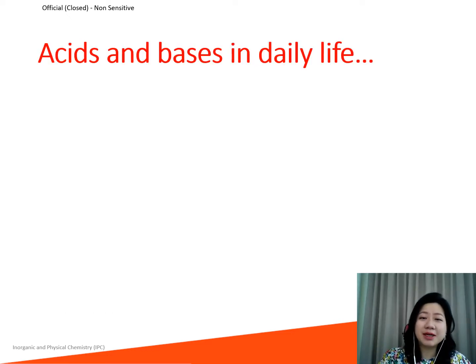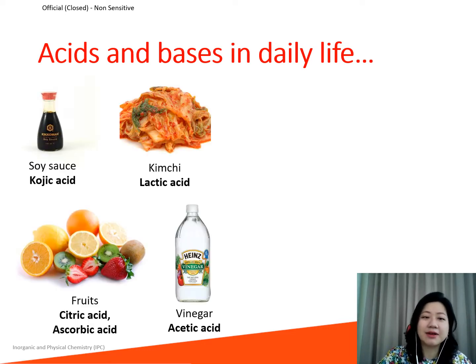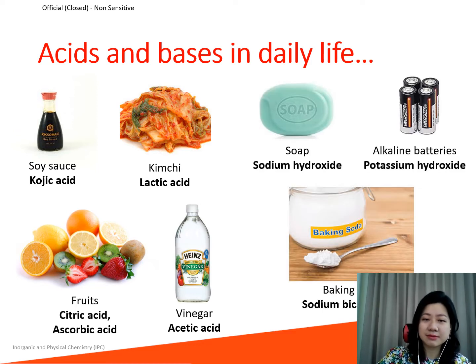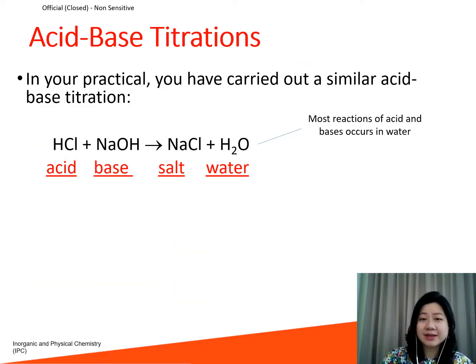All of us should be very familiar with acids and bases, and we encounter many acids and bases in our daily life. For example, for acids, we encounter kojic acid in soya sauce, lactic acid in kimchi, citric acid and ascorbic acid in fruits, and acetic acid in vinegar. We also encounter many bases such as sodium hydroxide in soap, potassium hydroxide in alkaline batteries, and sodium bicarbonate in baking soda. In your lab practical, you have also done an acid-base titration between potassium hydrogen phthalate and sodium hydroxide.